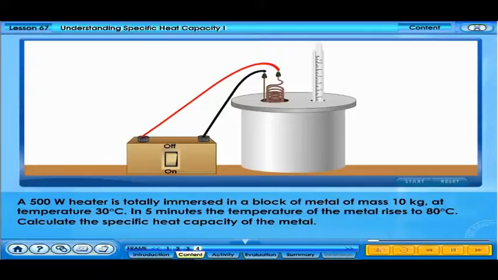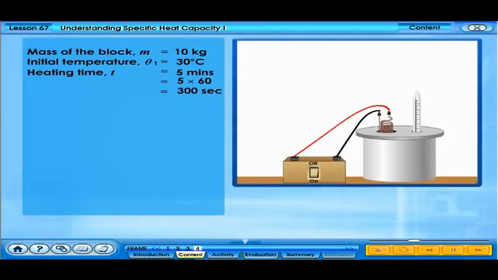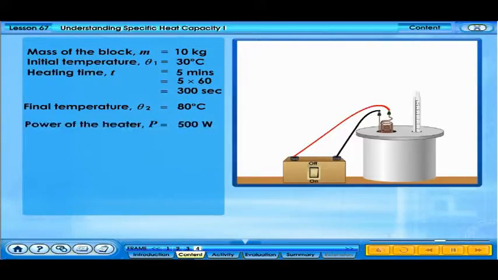A 500 watts heater is totally immersed in a block of metal of mass 10 kilograms at temperature 30 degrees Celsius. In 5 minutes, the temperature of the metal rises to 80 degrees Celsius. Calculate the specific heat capacity of the metal. Block is 10 kilograms. Initial temperature is 30 degrees Celsius. Heating time is 300 seconds. Final temperature is 80 degrees Celsius. Power of the heater is 500 watts.